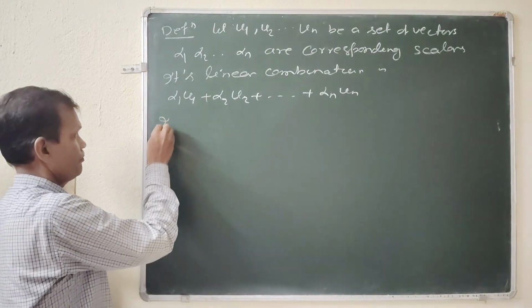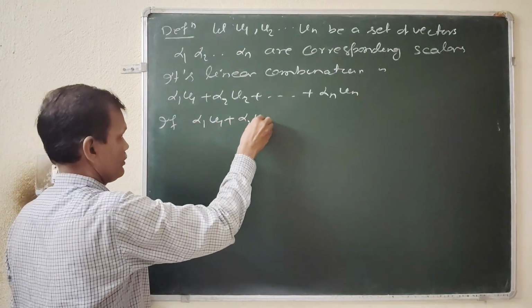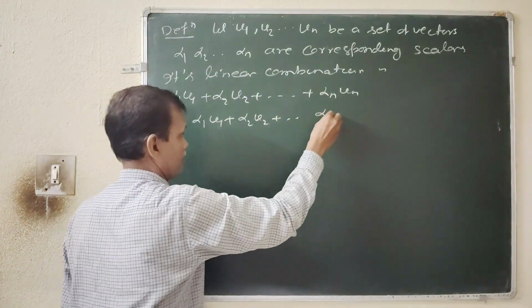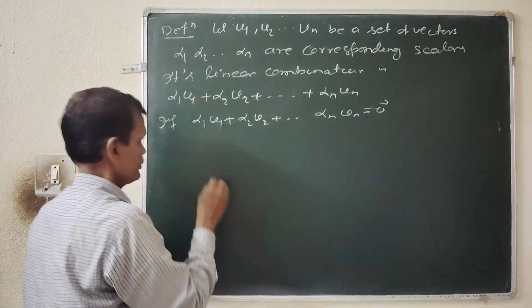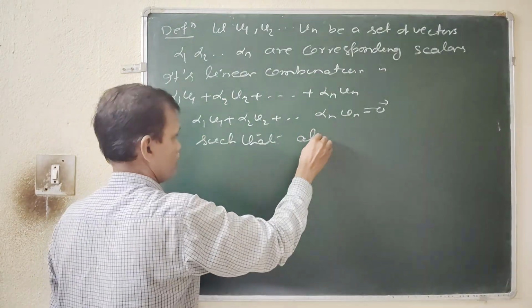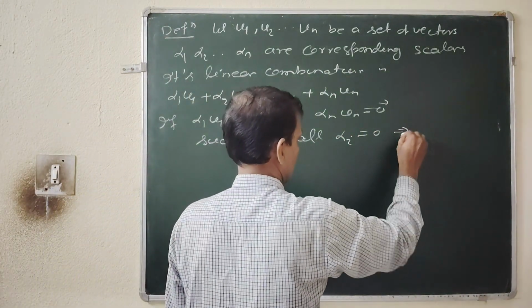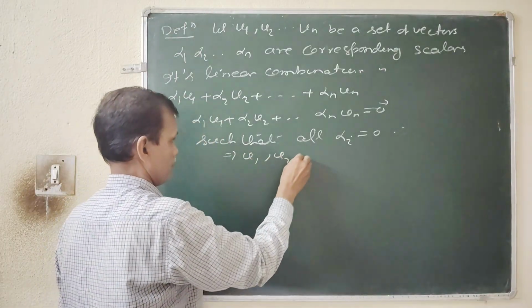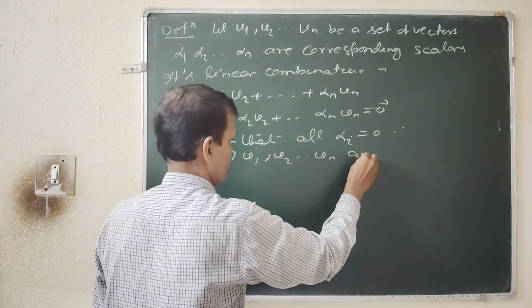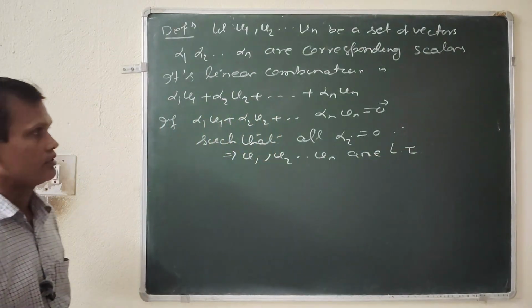If alpha 1 v1 plus alpha 2 v2 up to alpha n vn is equal to the 0 vector only when all alpha i are equal to 0, then v1, v2 up to vn are linearly independent. So this is the definition.